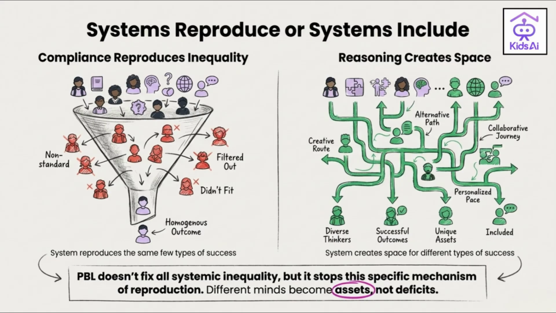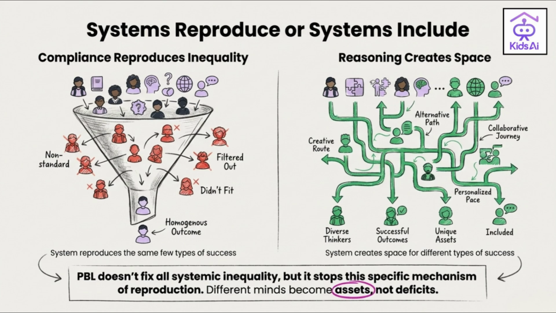On the left side, compliance reproduces inequality. We see the funnel diagram showing the students going in at the top. And as you can see, some students are filtered out, filtered left as non-standard, filtered down as special ed. The bottom shows the homogeneous outcome. Only successful students look the same. The system reproduces the same type of success, filters out difference.